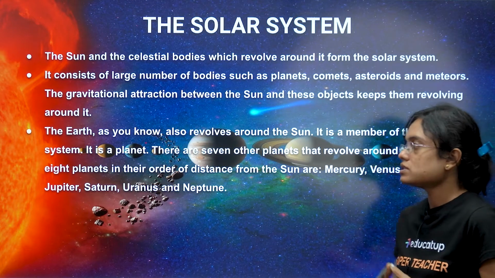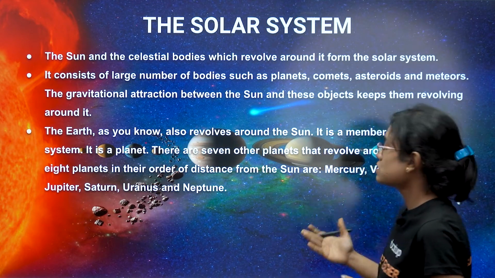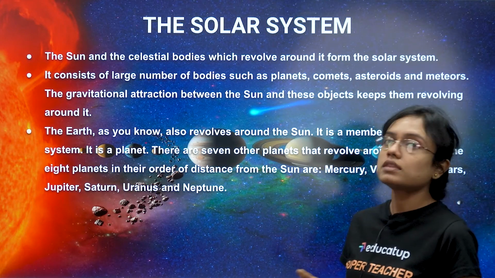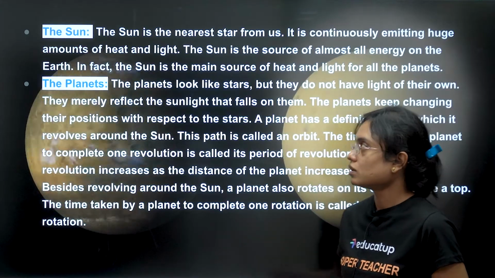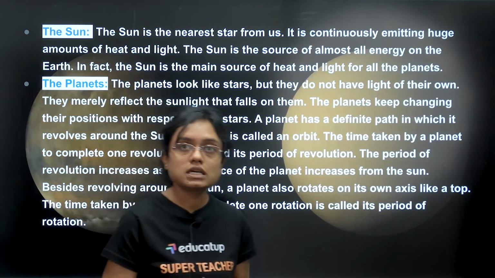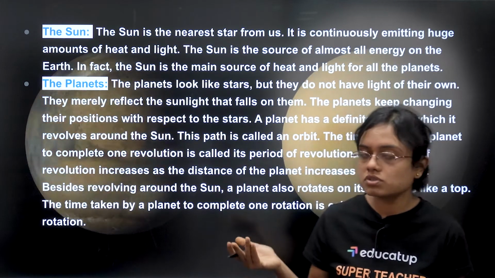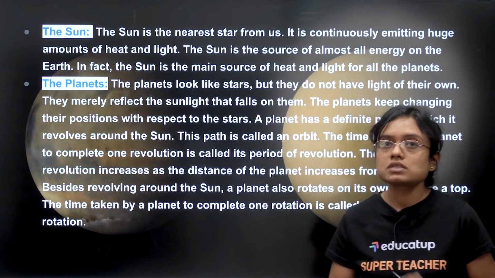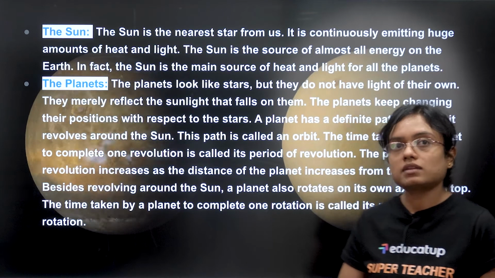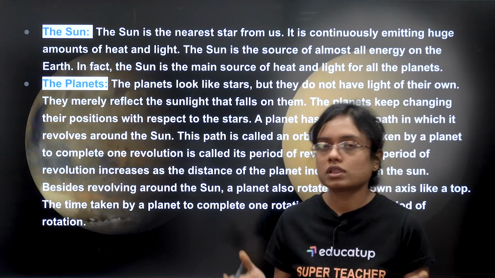The 8 planets in the order of distance from the sun are Mercury, Venus, Earth, Mars, Jupiter, Saturn, Uranus and Neptune. Now, we are going to discuss one by one. The first is the sun. The sun is the nearest star from the earth, from us. It is continuously emitting huge amounts of heat and light. The sun is the source of almost all energy on the planet Earth. In fact, the sun is the main source of heat and light for all the planets.